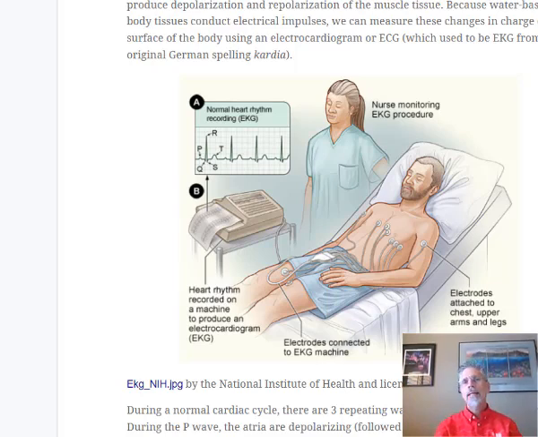Now remember that EKG stands for electrocardiogram. It was originally developed by some scientists in Germany, where K stands for cardia because cardia is spelled with K, but of course here in America it is an ECG because cardio is spelled with a C.